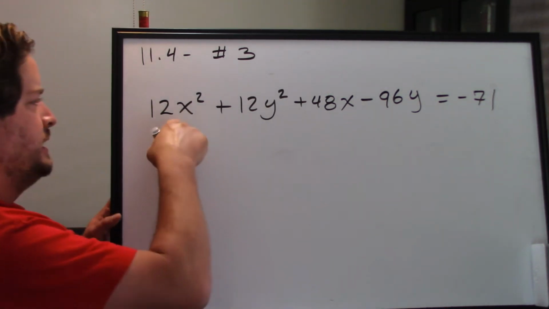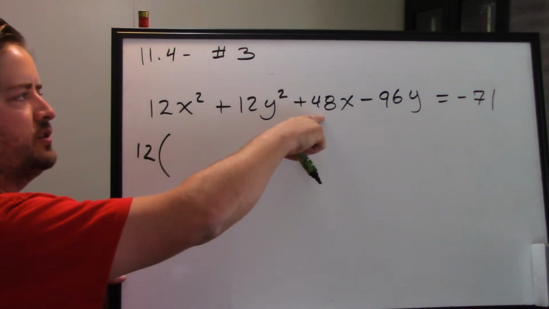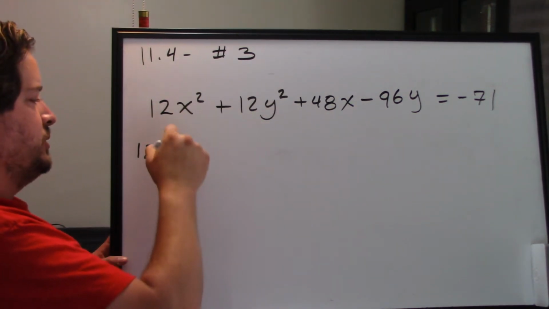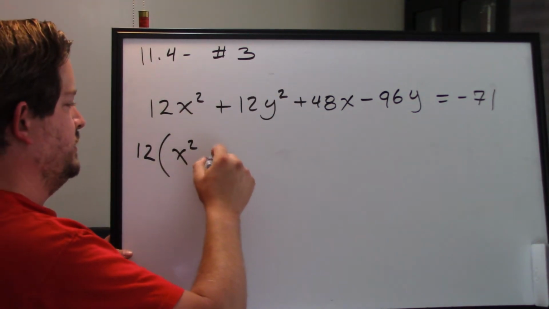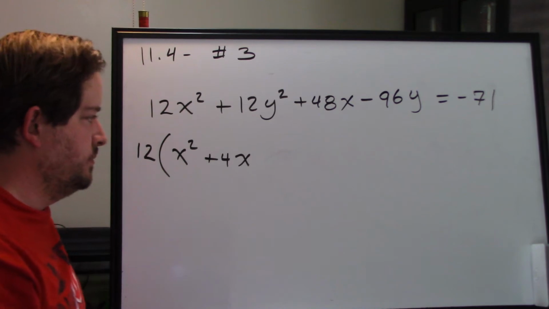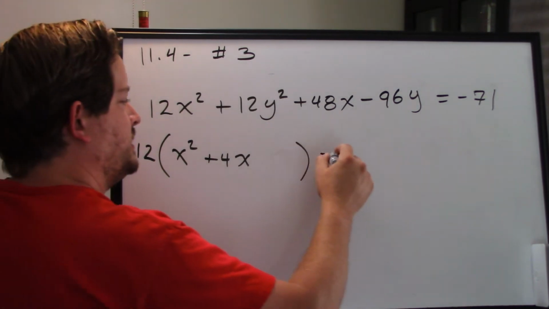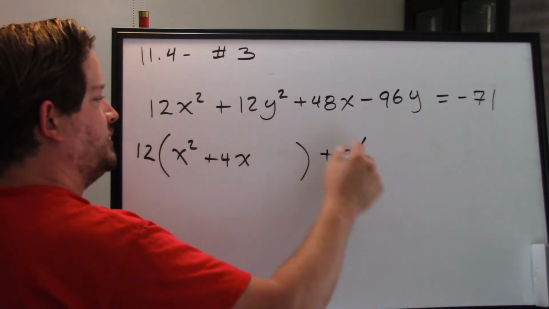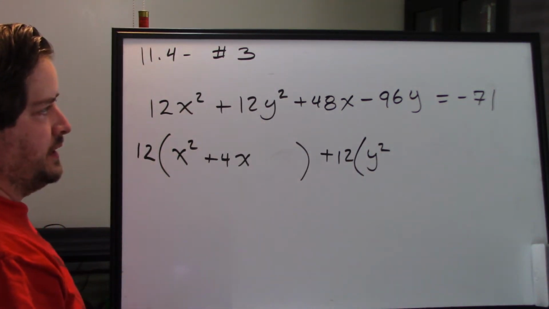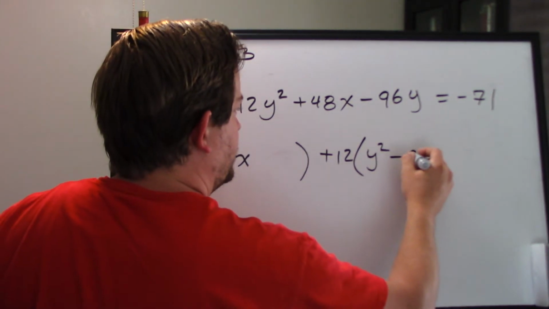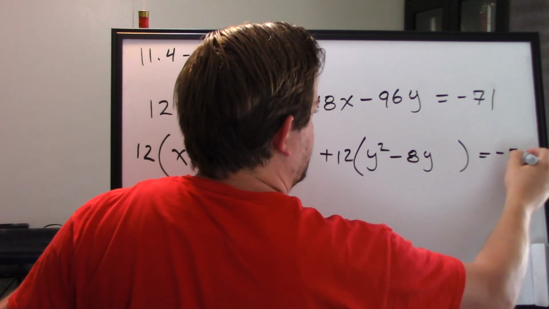So I'm going to rewrite this as a 12. The 12 is going to get factored out of both the 12x squared and the 48x. So I'll write this as x squared plus 48 divided by 12, which is 4x. Leave your space. And then do your y's. I'm going to factor out that 12 from my y's, so that leaves me with y squared minus 96 divided by 12, which is 8y, and then equals negative 71 on the other side of the equation.